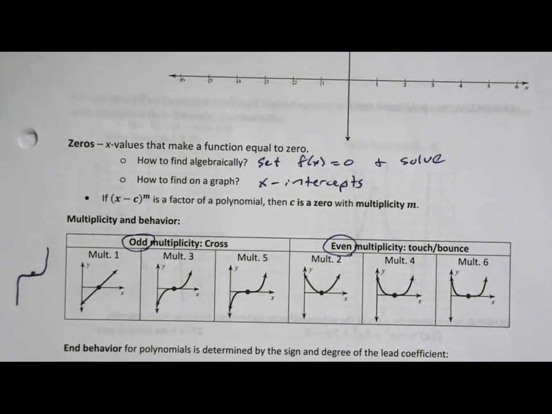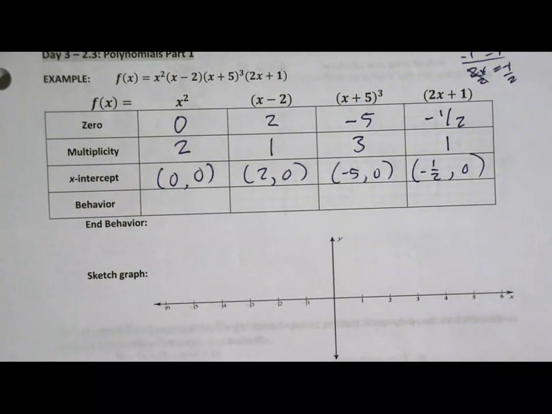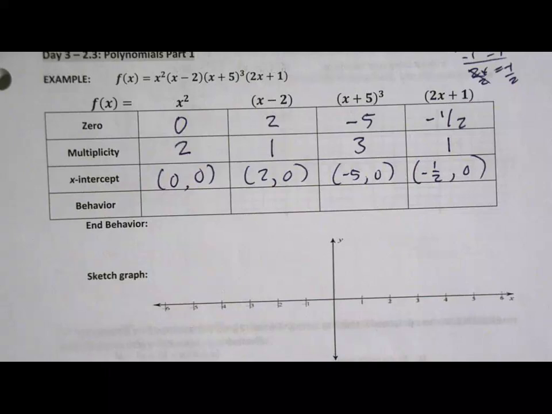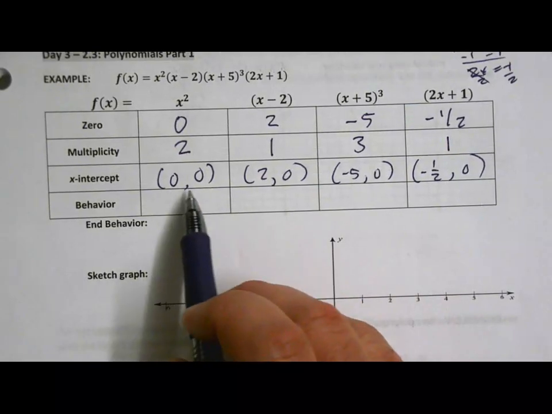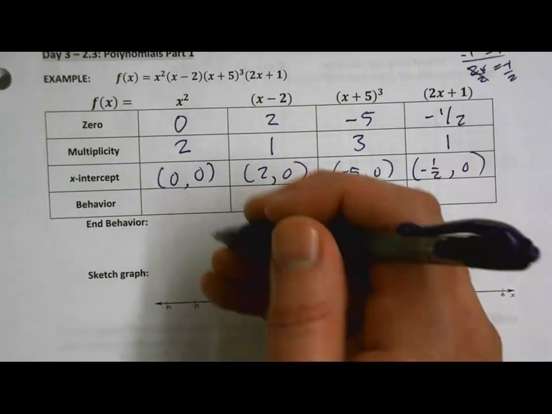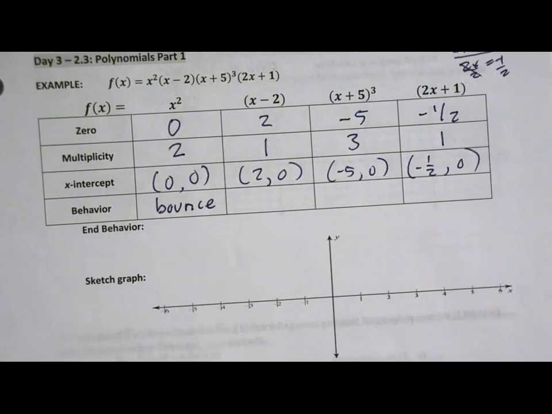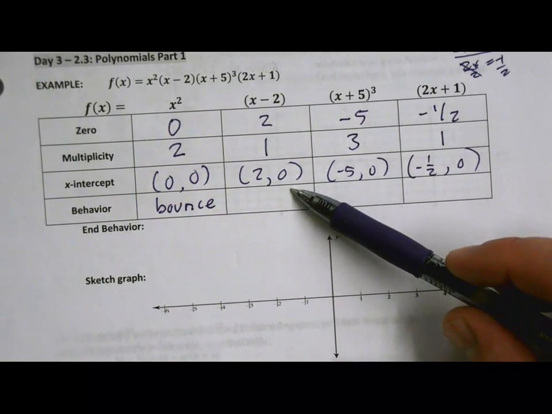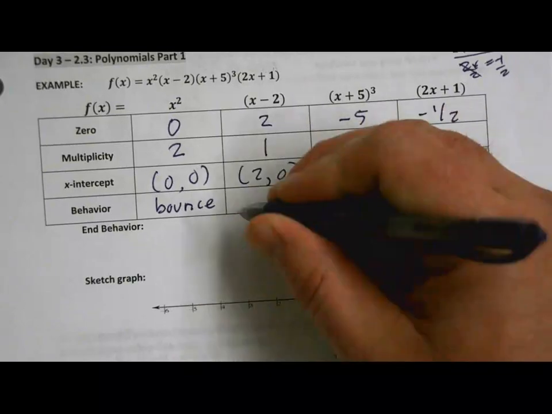All right. So we've got our behavior. Let's go ahead and come back up here and just talk about whether we're crossing or bouncing. Some people like to say touch instead of bounce, however you want to do it. So looking at the multiplicity, are we going to be crossing or touching at the origin here? We're going to bounce. We're going to bounce because that has an even multiplicity. We'll be bouncing off. How about we're going to have an x-intercept at 2, 0. Are we going to be crossing or bouncing here? Odd multiplicity will be crossing the x-axis.